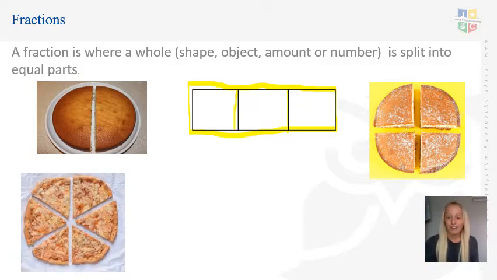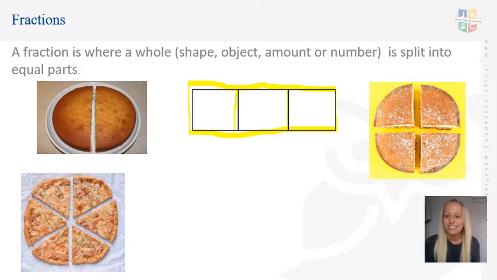You can also see fractions in pizzas. This is really common to see pizzas cut into slices, and also a great way to see fractions because nobody wants a smaller piece of pizza than somebody else. So here we have a fraction because we have a whole pizza and it's split into 8 equal pieces.